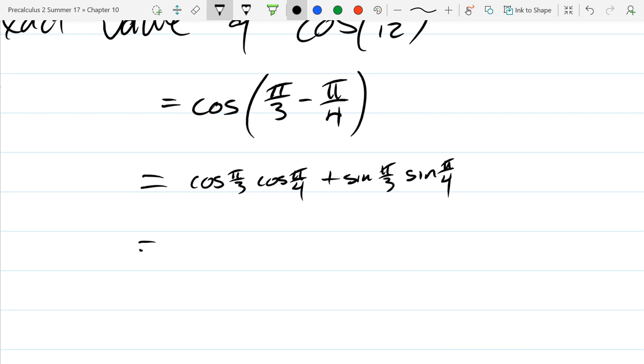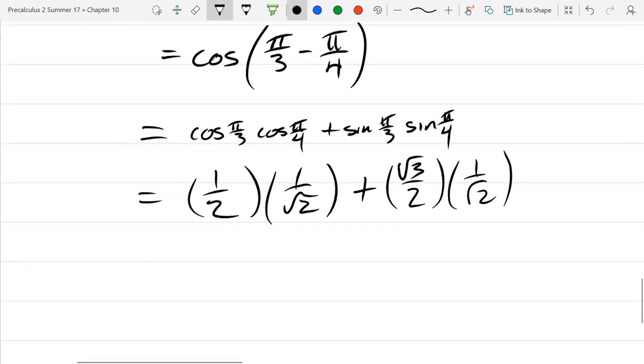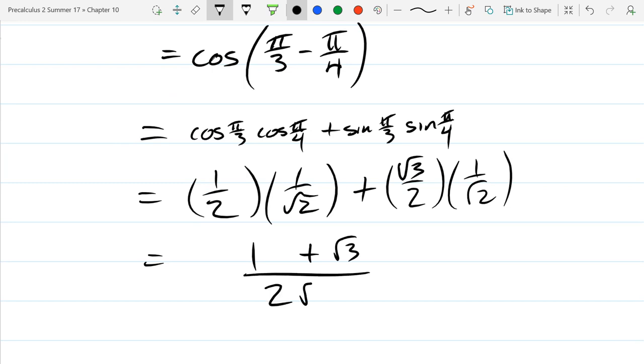Now these are values you need to have memorized. Cos pi over 3, hopefully I do, is 1 half. Cos pi over 4 is 1 over square root 2. Sine pi over 3 is square root 3 over 2. Sine pi over 4 is 1 over square root 2. So you got 1 times 1 is 1, plus square root 3. Denominator is already common.